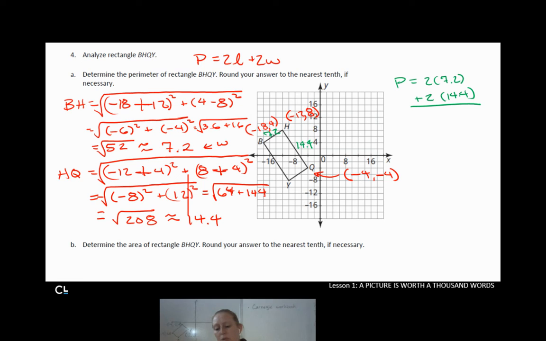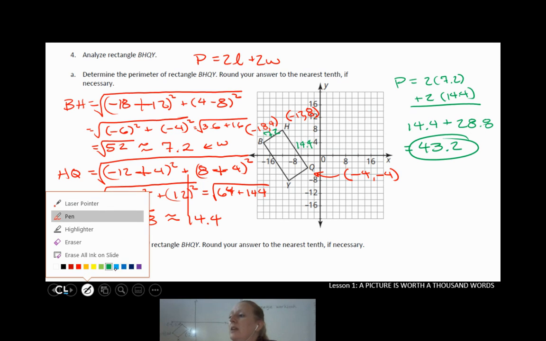So if I do 7.2 times 2, my calculator's being weird in the dark. I get 14.4, funny that. Plus, if I double 14.4, I get 28.8. And that means, if I add those together, there it is, 43.2, roughly. We did round earlier, so this might be a tiny bit off, but you get the idea.